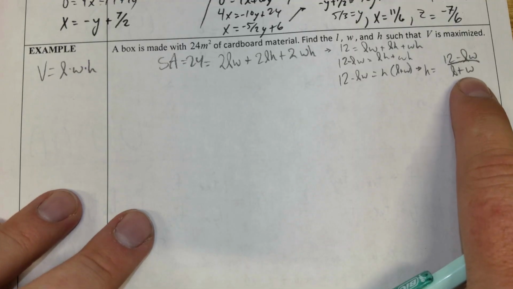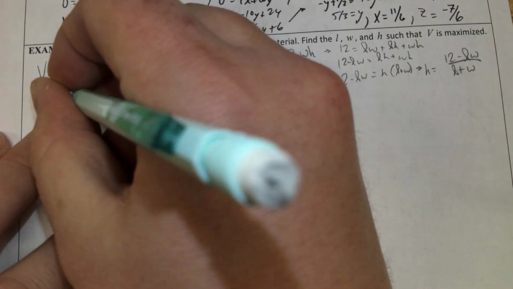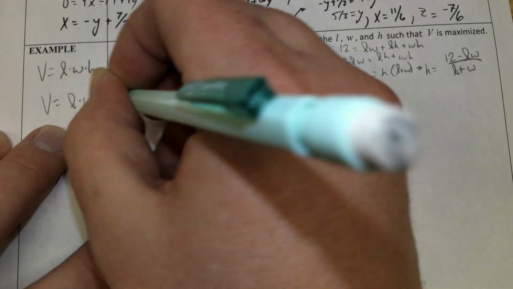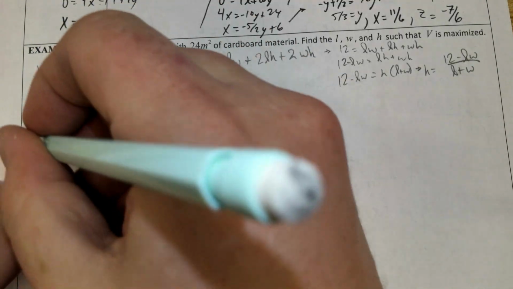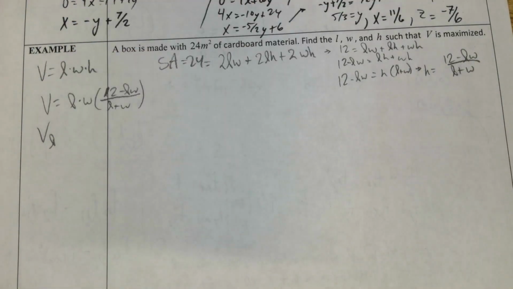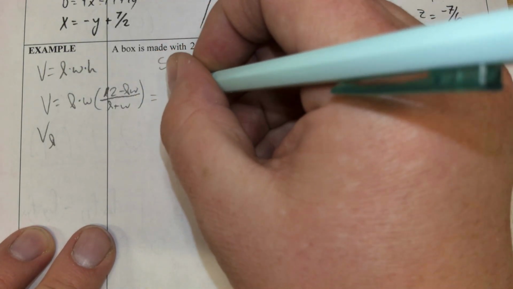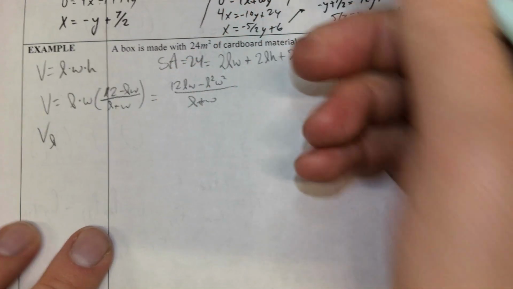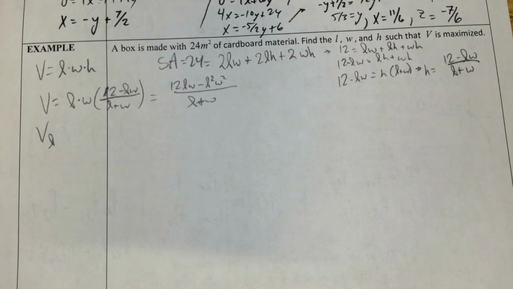So when I plug this in, my new volume function is length times width times 12 minus length width over length plus width. Now I can take my partial derivatives. Let's start with a partial of L. Believe it or not, folks, this kind of stinks. Because I had to do a quotient rule, because I have L's in the numerator and denominator, I have W's in the numerator and denominator, we're about to have some fun, folks.